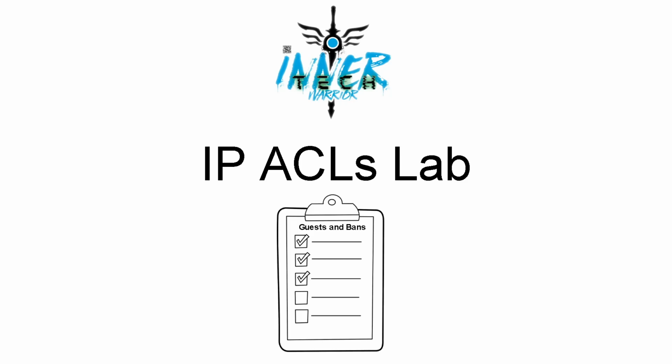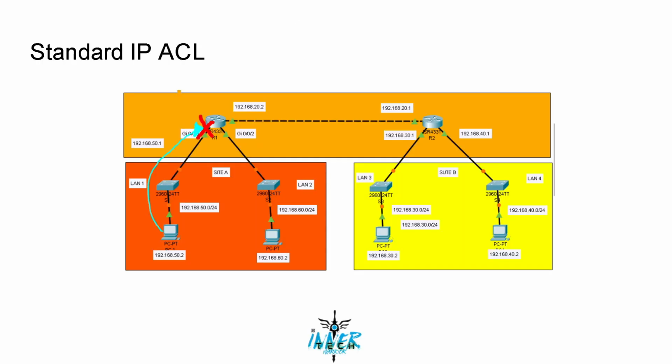In this lab, management wants you to create some access control lists to restrict and allow certain access. Specifically, management wants a standard IP access control list, or ACL, to restrict the local area network 1, or LAN 1, from connecting to any other network. Management wants an extended ACL to prevent LAN 2 from being able to use ICMP pings to LAN 3. And management also wants an extended ACL to allow LAN 2 to access LAN 4.